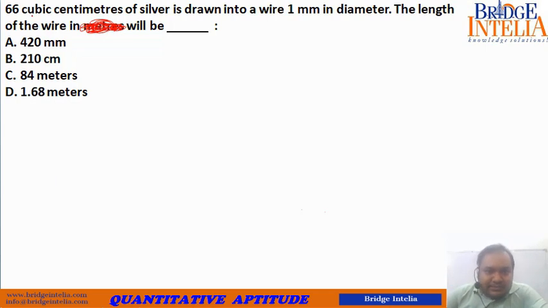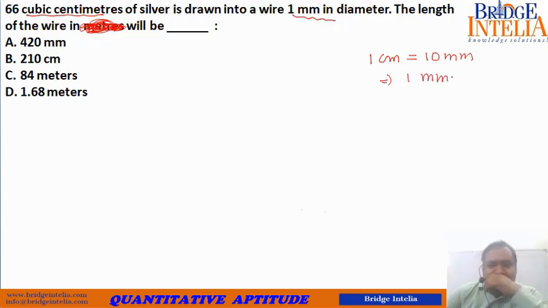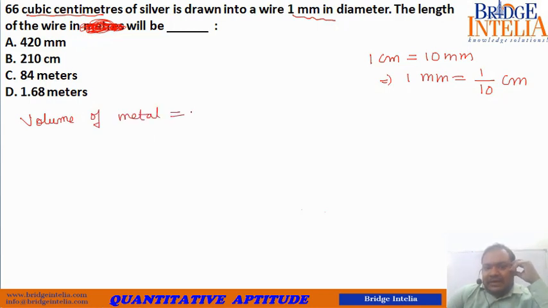Now the problem is, here it is cubic centimeter, here it is 1 millimeter. So let's first understand the relation between millimeter and centimeter. 1 centimeter is equal to 10 millimeters. So from here you can say that instead of writing 1 millimeter, you can write 1 upon 10 centimeter wherever you need to replace that. Now as per this question, volume of metal must be equal to volume of wire.